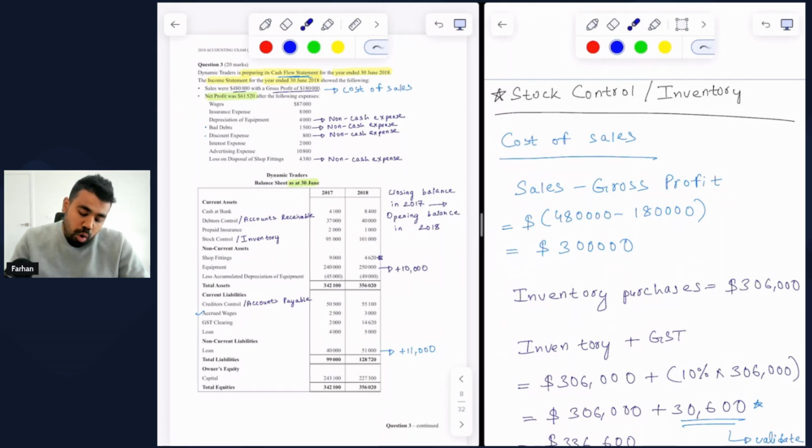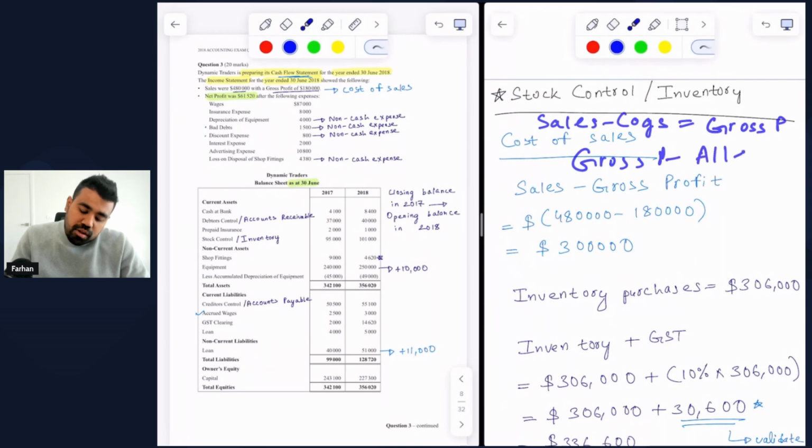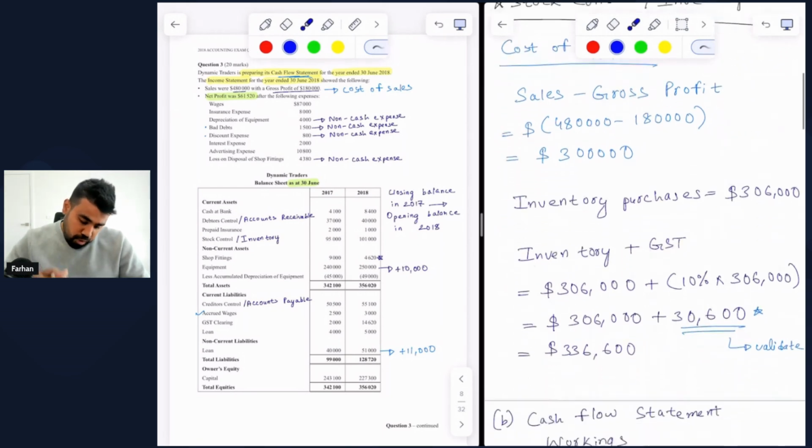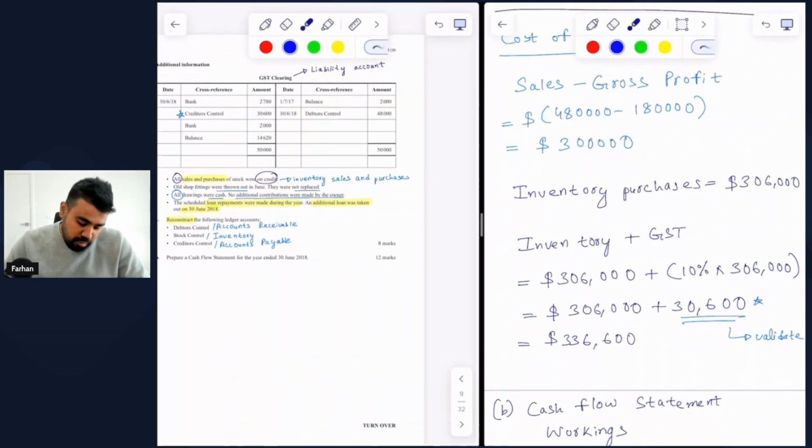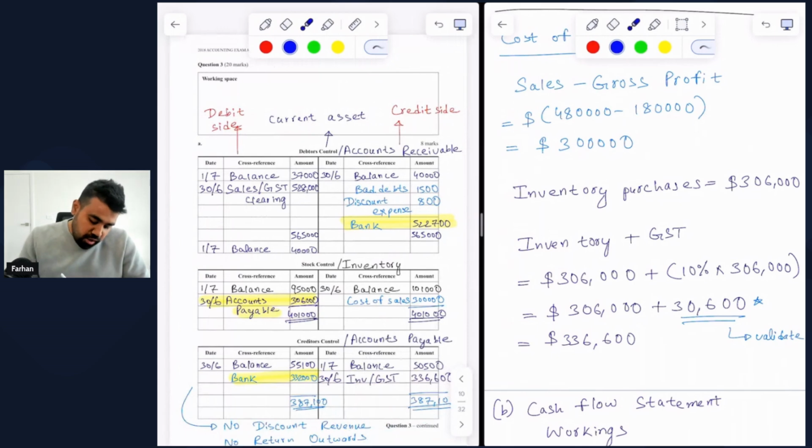So just a quick recap why we subtracted gross profit from sales. This is because sales minus cost of goods sold, I'm just writing COGS in short, gives us the gross profit. And from the gross profit, if we subtract all the expenses of the business, what we get is the net profit. Right. Okay. So during the year, we want to find out the inventory that we have purchased, which is the amount that we have highlighted here, and that is the missing figure that we will be calculating eventually.